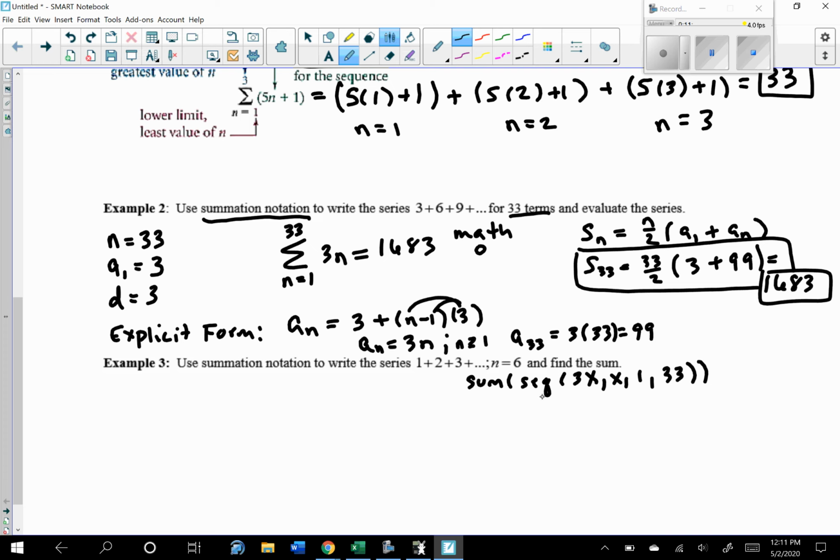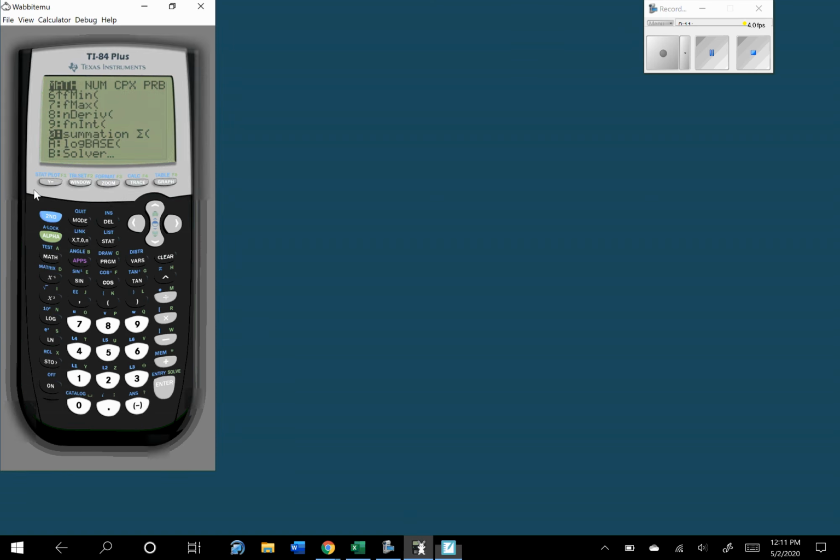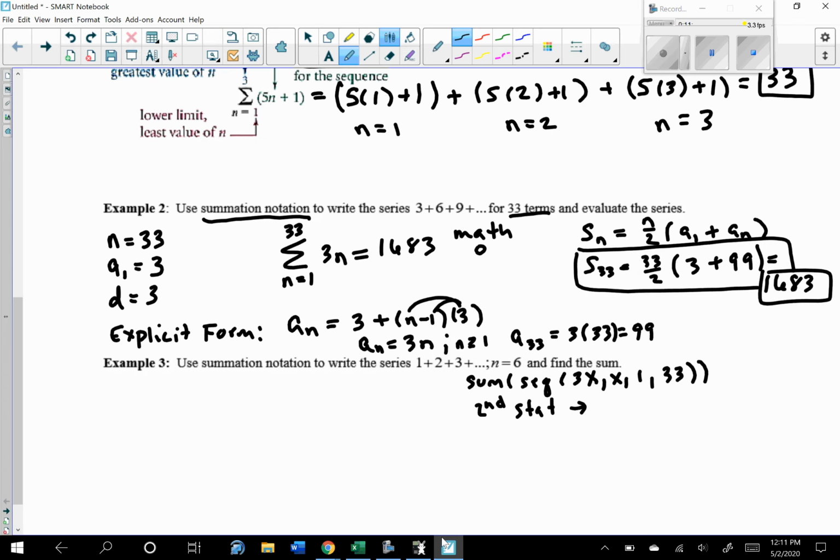And again, to get the sum of the sequence, you had to hit second stat and right arrow over to the last column. So again, I'll do that. So second stat, math is the last column, and number 5, and the middle column is where you get the sequence. So math and number 5, and then you do the same thing and go to the middle column and number 5 as well. So this was the sum, and this is the sequence.